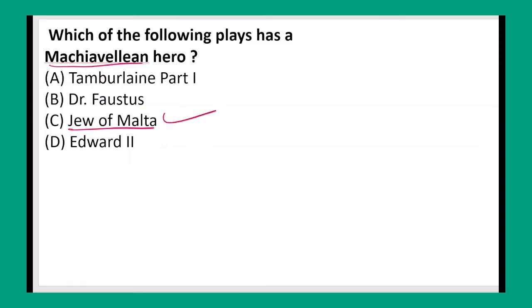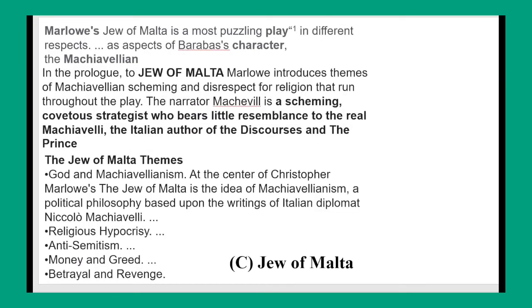So Marlowe has written all these plays, such as Tamburlaine Part 1, Dr. Faustus and Edward II. So now let's see about the Machiavellian and The Jew of Malta.